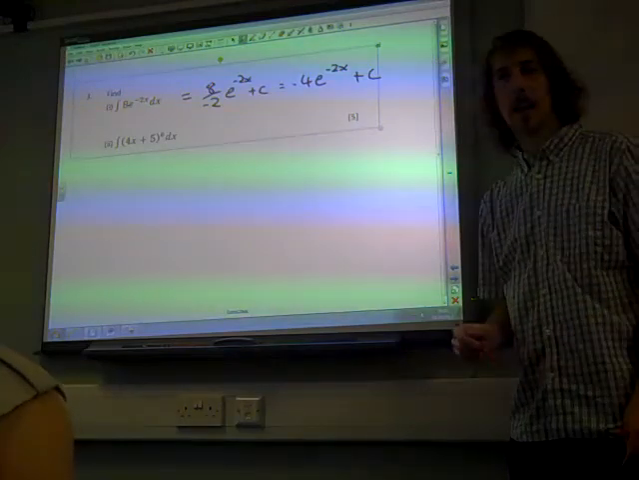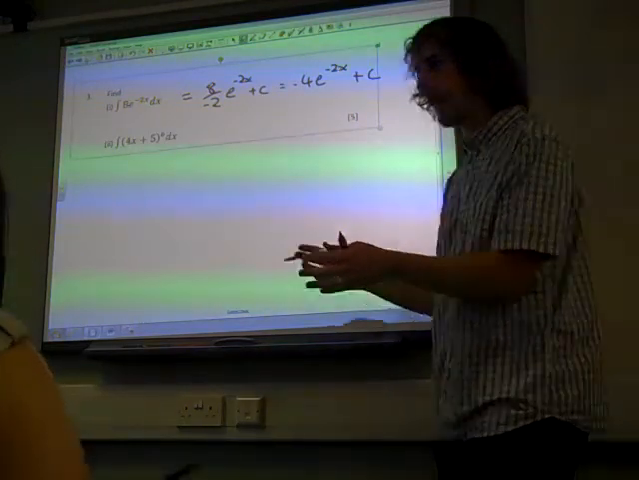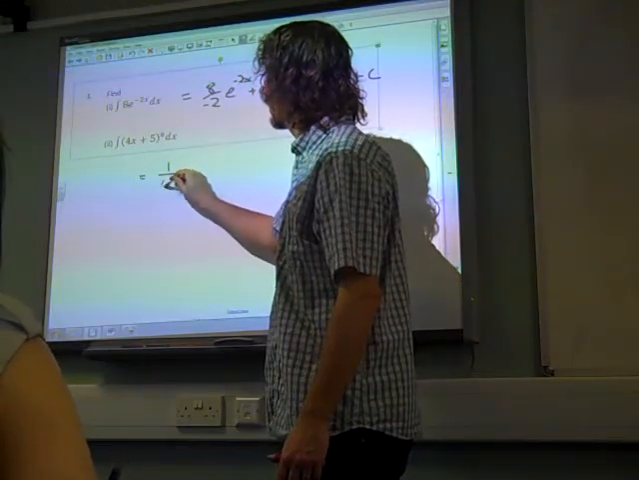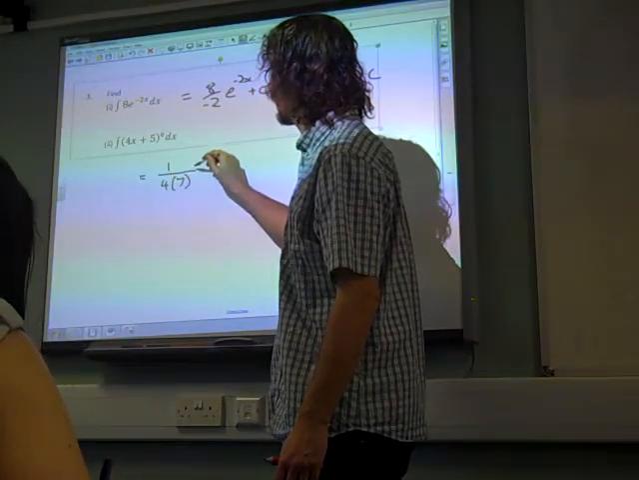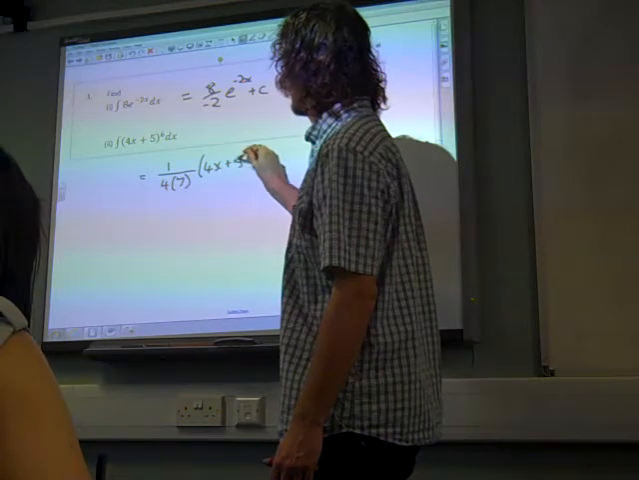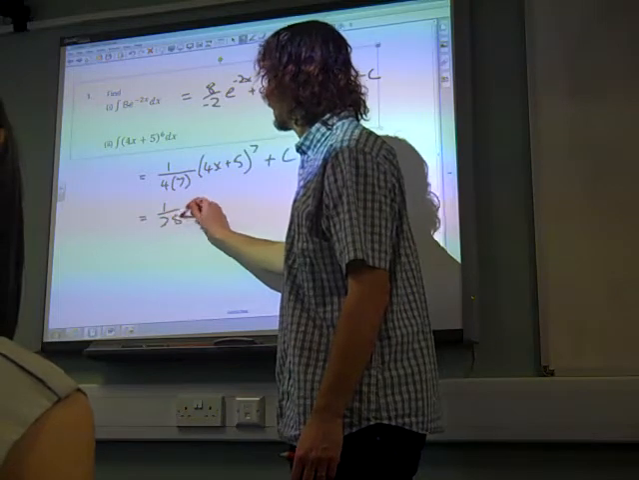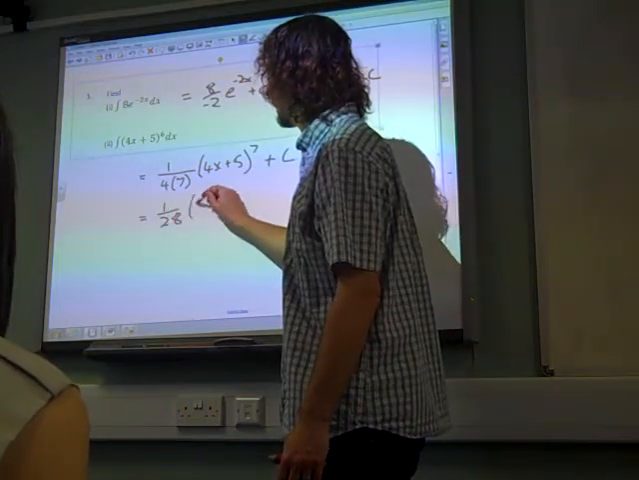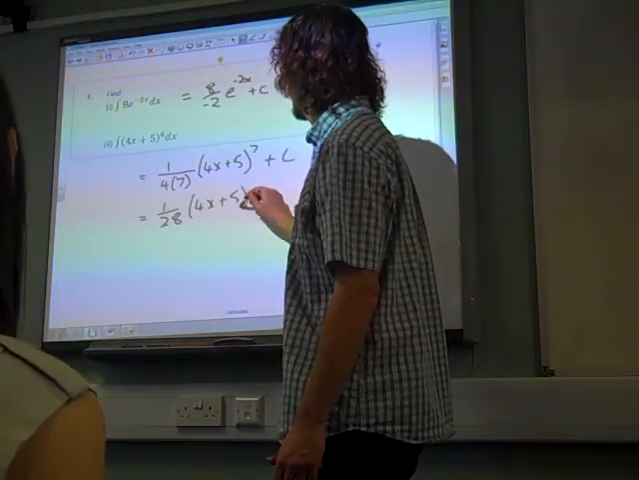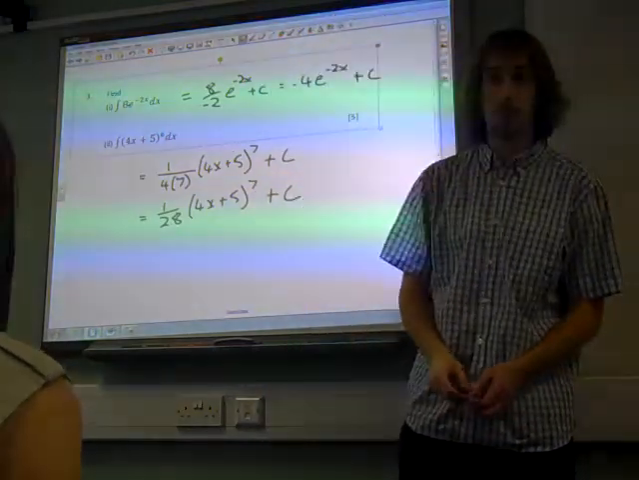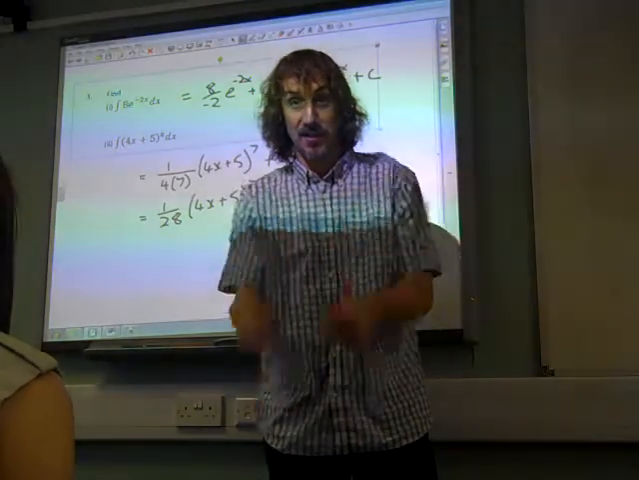And the other one, again, it's a standard form, (ax plus b) to the n, so we're going to write that as being 1 over 4 times 7, (4x plus 5) to the 7, plus c, so 1 over 28, (4x plus 5) to the 7, plus c. And that is all. And that's maths.